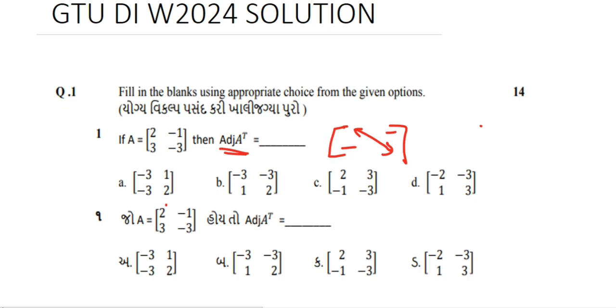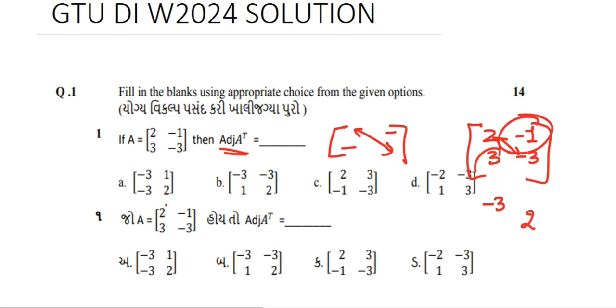So here the matrix is 2, -1, 3 and -3. What we have to do? Just swap the diagonal, so it becomes -3 and 2, and change the sign of the other two, so it will be 1 and -3. So this will be your first answer, and here the answer is A.